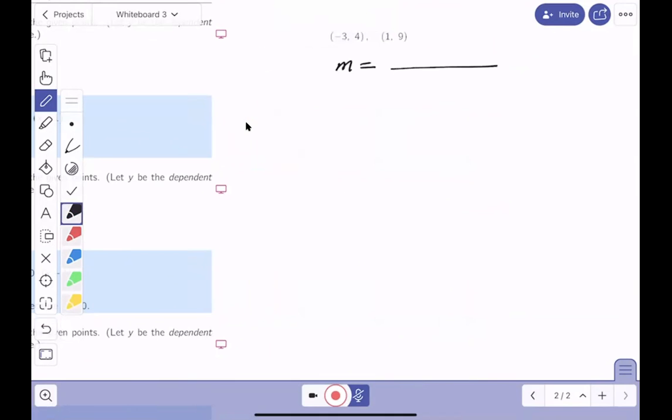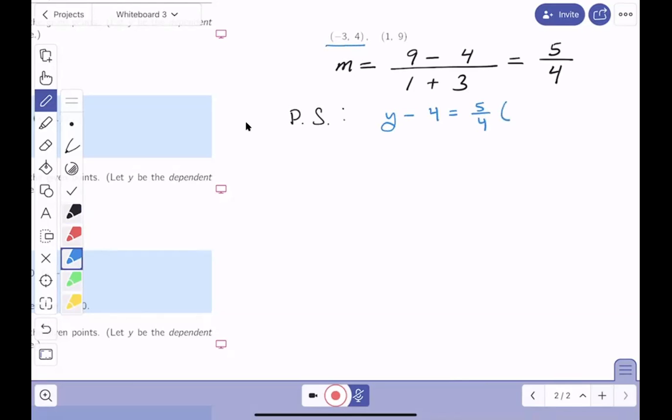That's going to be, let's see, 9 minus 4 over 1 minus a minus 3, which is plus 3. What do you get there? 9 minus 4 is 5. 1 plus 3 is 4. So I'm going to put down my point slope forms. There are two different ones. I'll use this point first. It's going to be y minus 4 equals 5/4 times x minus a minus 3, which is plus 3.